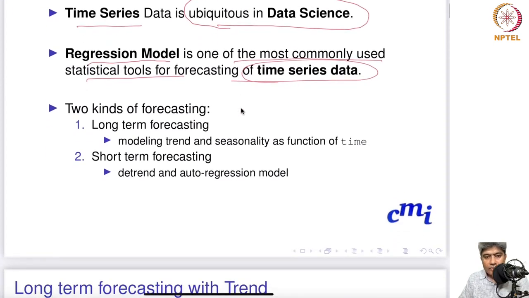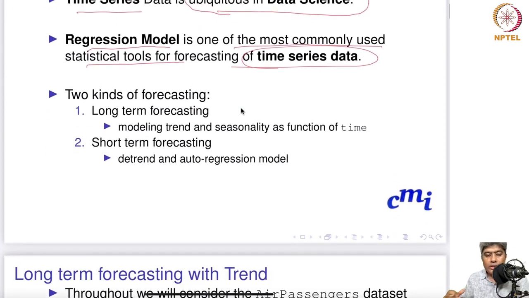There are two kinds of forecasting, depending on your objective. One objective is long-term forecasting. If you want to forecast in the long term, then modeling trend and seasonality as a function of time is very important, and a lot of effort has to be put into modeling the trend and seasonality of the time series data.